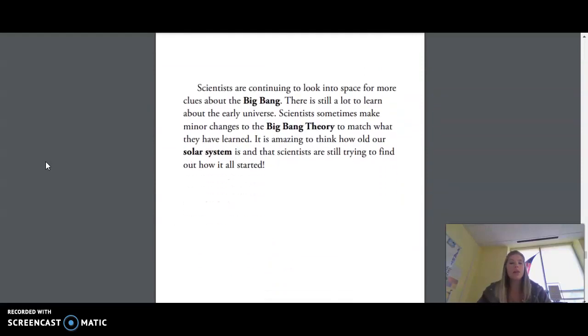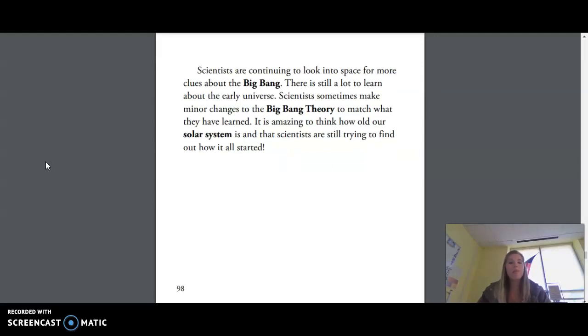Scientists are continuing to look into space for more clues about the Big Bang. There is still a lot to learn about the early universe. Scientists sometimes make minor changes to the Big Bang Theory to match what they have learned. It is amazing to think how old our solar system is and that scientists are still trying to find out how it all started.